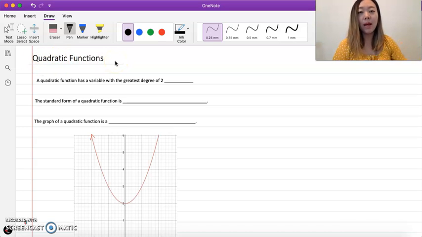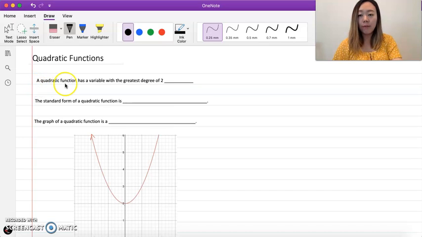And let's begin by talking about what quadratic functions mean. Up until now, we've talked about two different functions. We've started with linear functions. We've looked at exponential functions. And now we're looking at the very last one of the year, which is quadratic functions. So what exactly is a quadratic function? Let's take a look here.